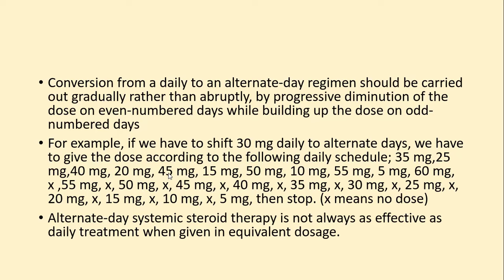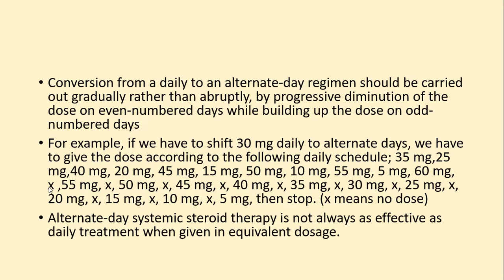Then 45 mg on one day and 15 mg next day, then 50 mg the other day, and 10 mg next day. So you can see that the dose is being built on one day and is reduced on the other day. Then 55 mg and 5 mg, then 60 milligram and no dose on the next day. And now we have shifted 30 mg daily to an alternate day regimen, and that is 60 milligram. And 60 milligram on alternate days is equal to 30 mg daily.